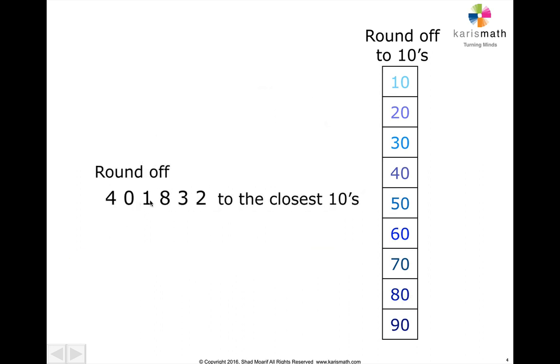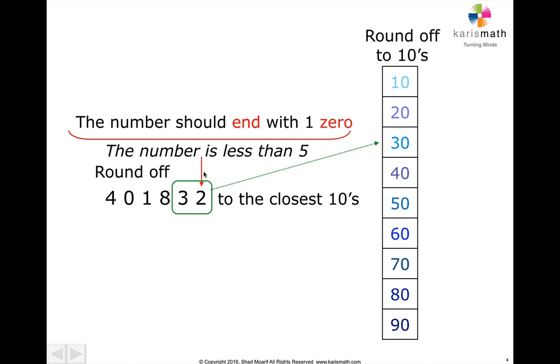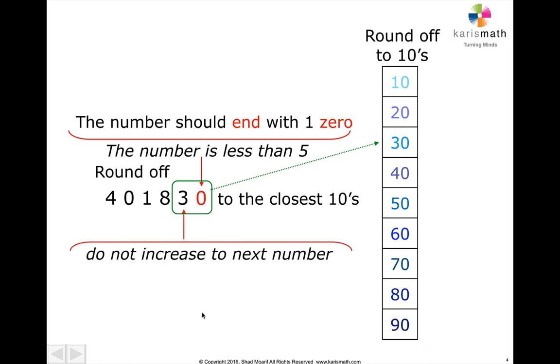Here's another number, 401,832. The last digit here, which is the units, is less than 5, in which case we don't treat it as an extra 10. If it's less than 5, it's not treated as an extra 10, so we don't add any 10 to this 3 here. We'll leave it as it is, and of course we turn this into a 0. That's what it looks like. It should look like 30. So that's what we did. We turn the last digit, or the last unit, into a 0, and leave this untouched. Do not increase it to the next 10. So it remains 30. That's the rule.